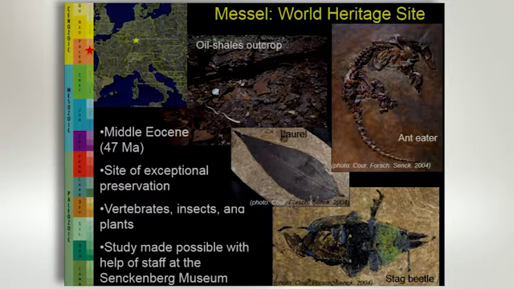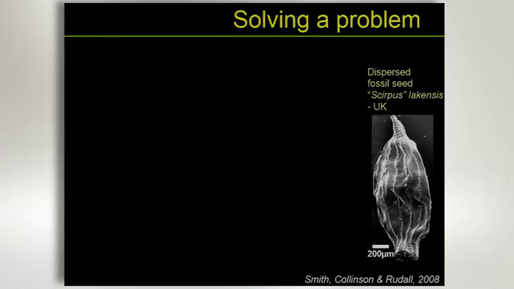So I just want to show a couple examples of some work that we did with some fossils from the Messel World Heritage Site in Germany. This is a Middle Eocene site. It's 47 million years. You can see it there. So these are oil shales. So it's a site of very exceptional preservation, and it's quite famous for its animals. Things like the beetles still have their iridescence on them, but the plants are quite exquisite as well.